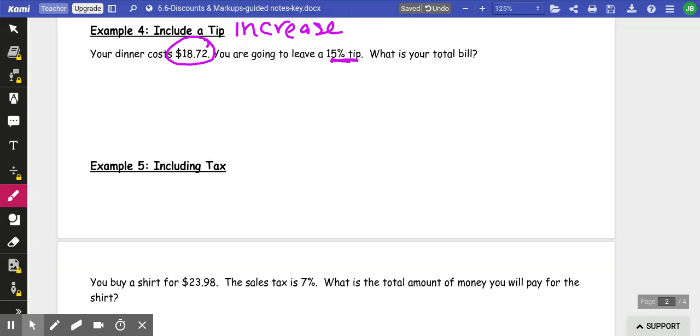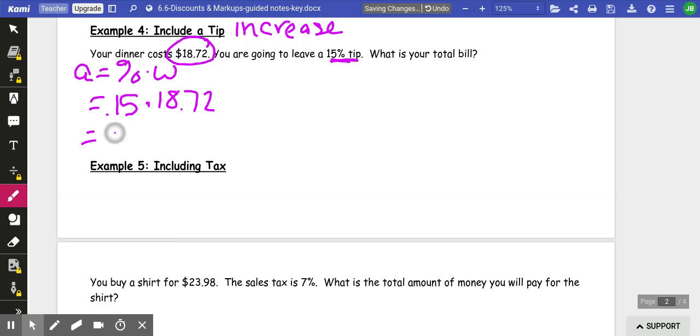So I'm going to take my $18.72, and that's my whole amount. So I have my part equals the percent times whole. The percent is my 15, so 0.15. And I'll multiply by the whole amount that I paid for my dinner. So that means I have 0.15 times 18.72, which gives me $2.81.